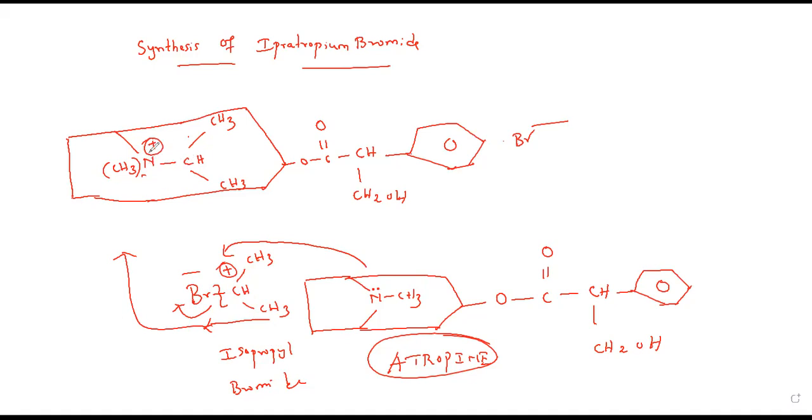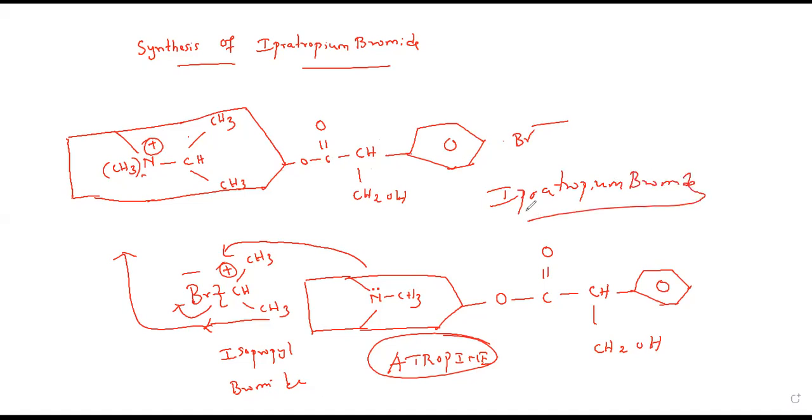So here on nitrogen, I have written a positive charge, and this is your isopropyl group, and this is NCH3, the same group I have written here, followed by the side chain OCO, CH, CH2OH, aromatic ring, and this is bromine. So this structure you can call Ipratropium bromide.